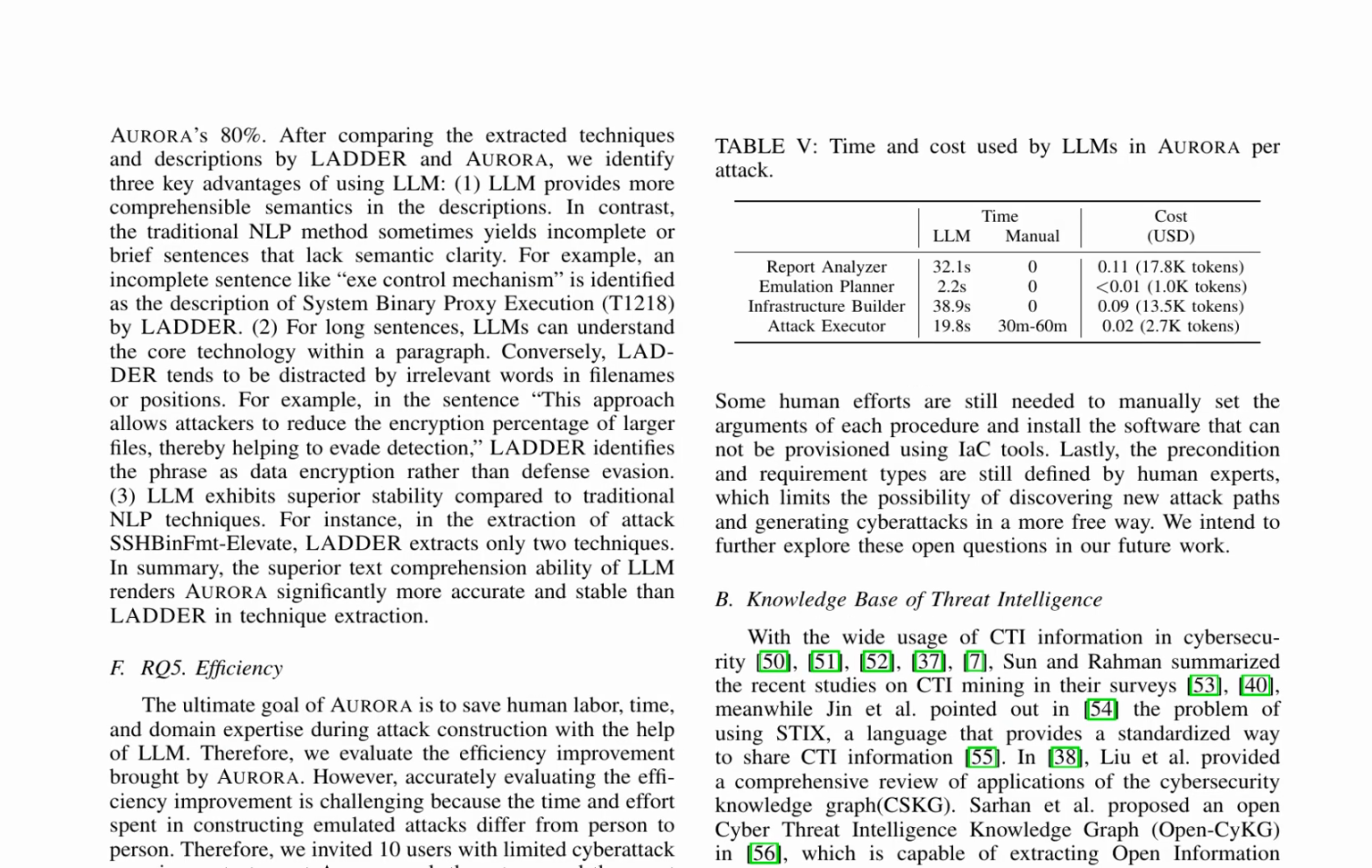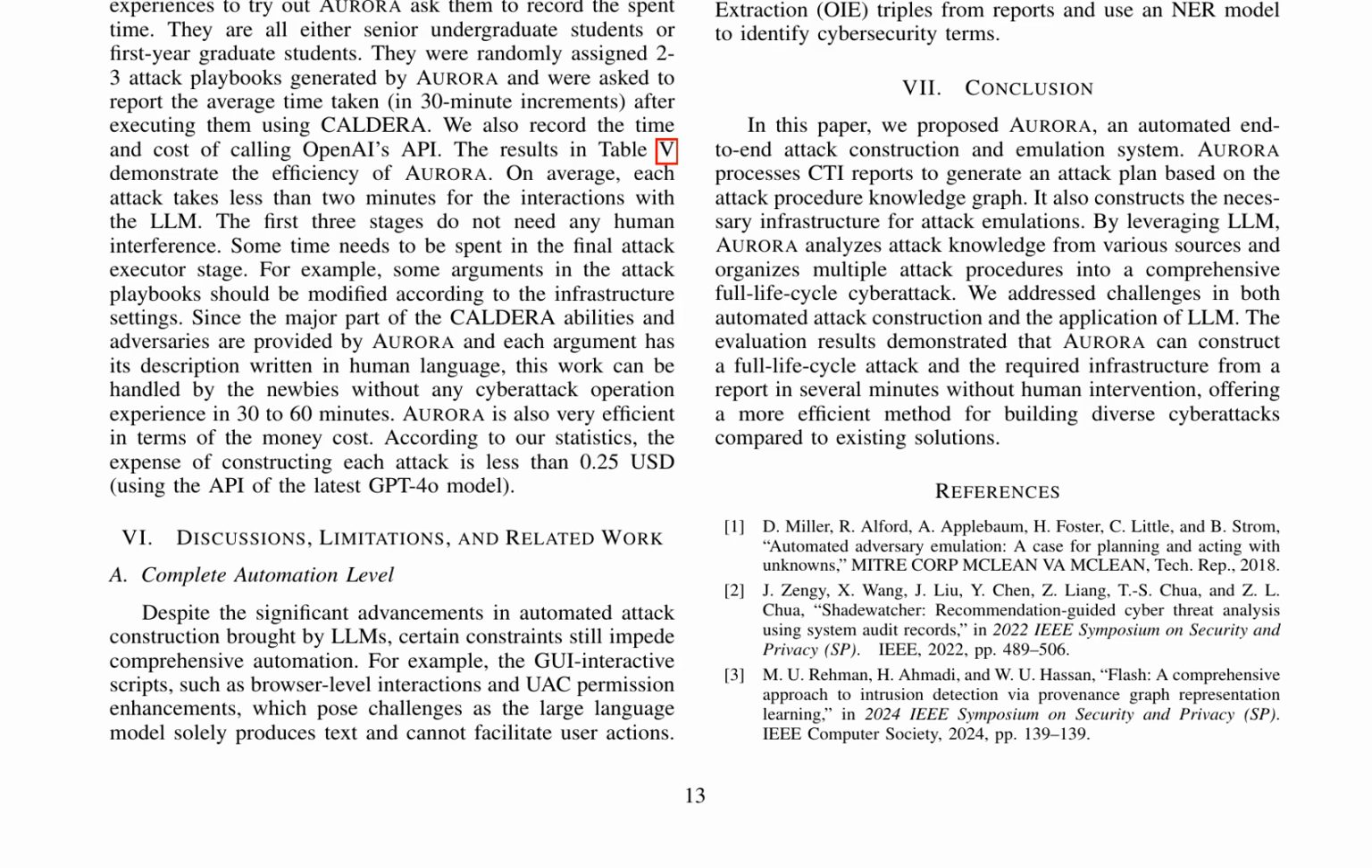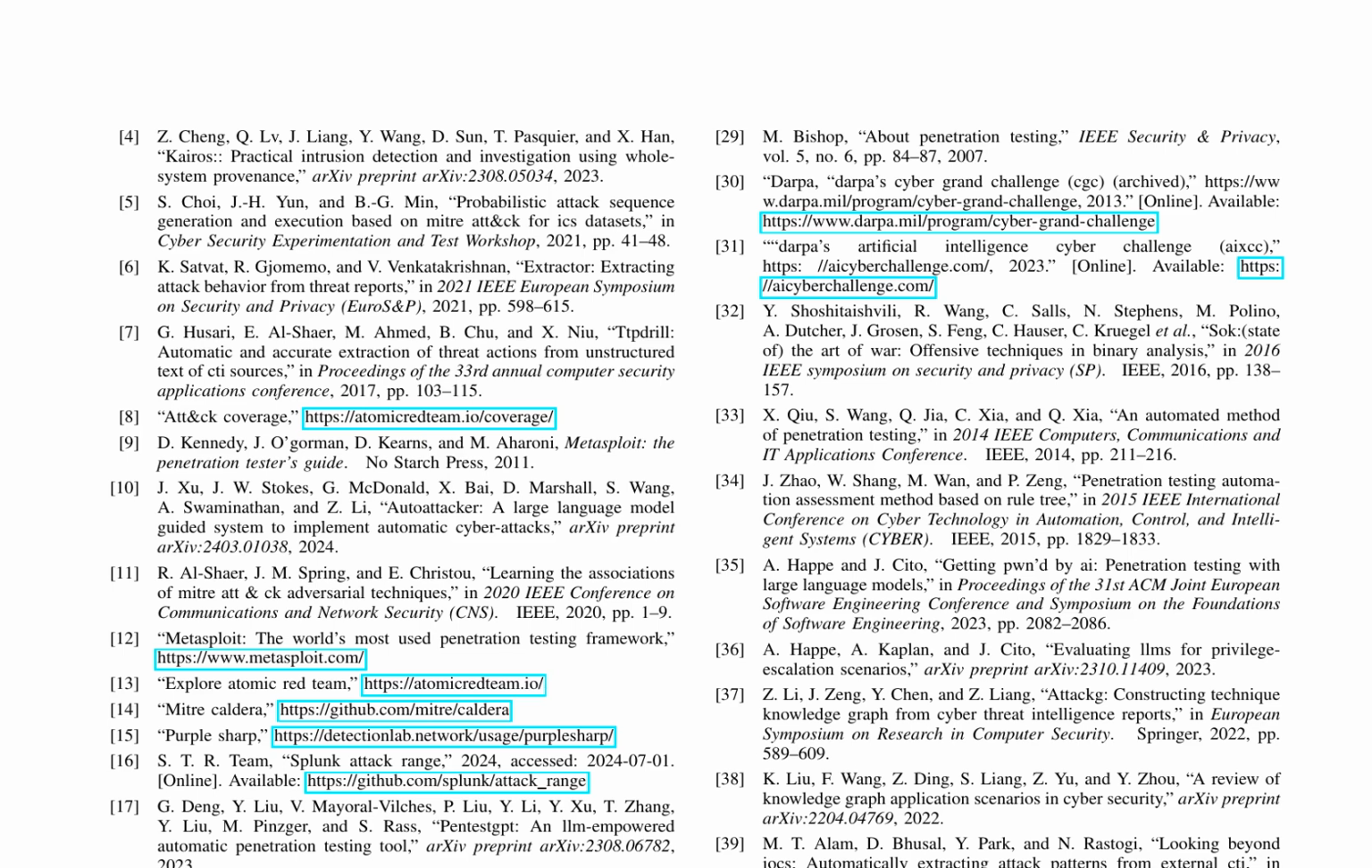The research paper proposes AURORA, an automated end-to-end attack construction and emulation system. It leverages large language models, LLMs, to process cyber threat intelligence, CTI, reports and generate attack plans. AURORA constructs the necessary infrastructure for attack emulations, offering a more efficient method for building diverse cyberattacks compared to existing solutions. The system's efficiency is demonstrated through user evaluations, showing that attacks can be constructed in less than 2 minutes.